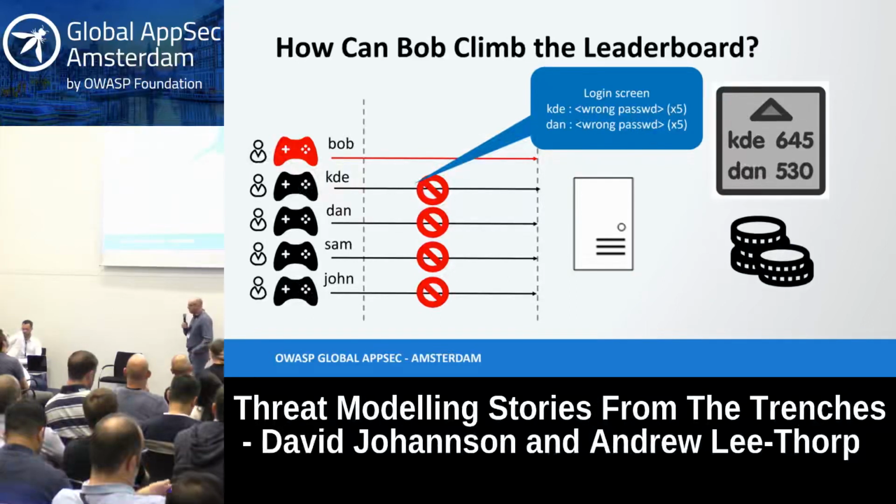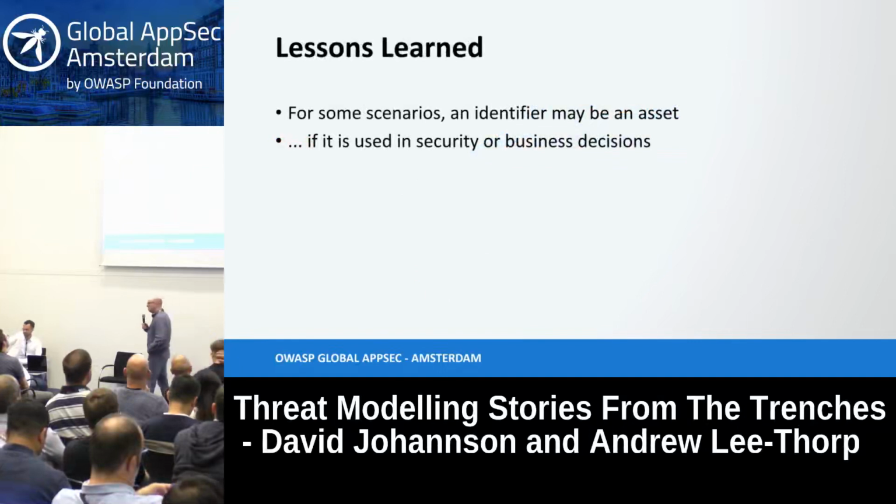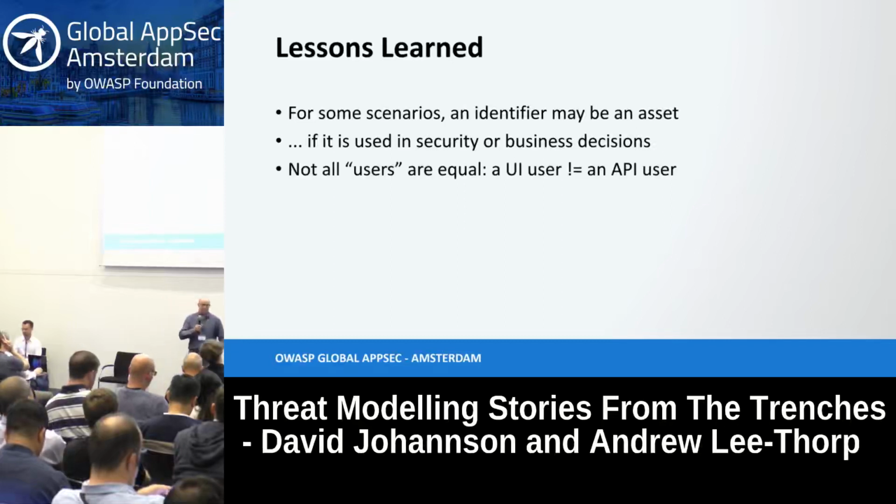Now, another example of where a user ID is an asset is in consumer to business or business to business. Typically, the requirement for business to business is high availability. In that case, something like an access key identifier could also be an asset. So what are the lessons learned from this one? Well, in some cases, again, an identifier could be an asset, but also asset discovery, a bottom-up technique, can help you think about new attacks.